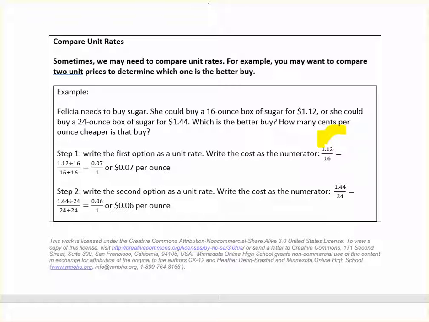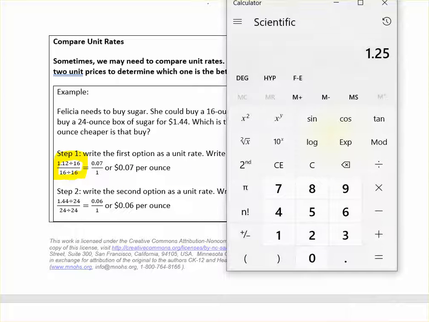1.12 over 16. Then we divide both top and bottom by 16 because that's the number in the bottom. Then you have to get your calculator out and do 1.12 divided by 16. And that equals, oops, I accidentally hit equals twice. I'm just going to redo that. There it is. So 0.07. And another way of saying that with our units on would be 7 cents per ounce. That's pretty cheap.